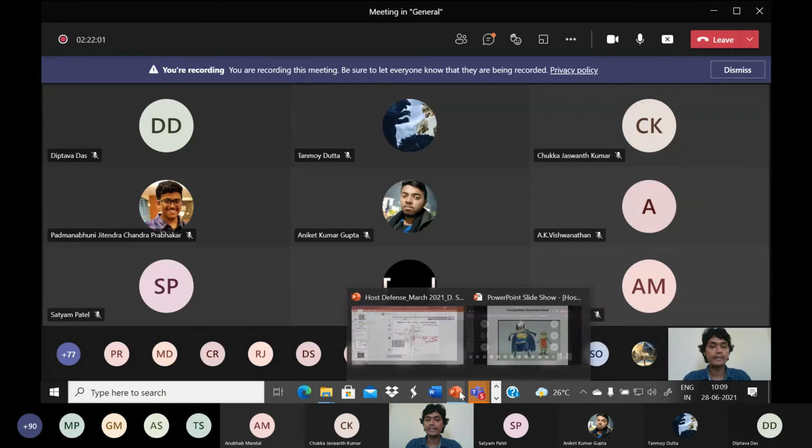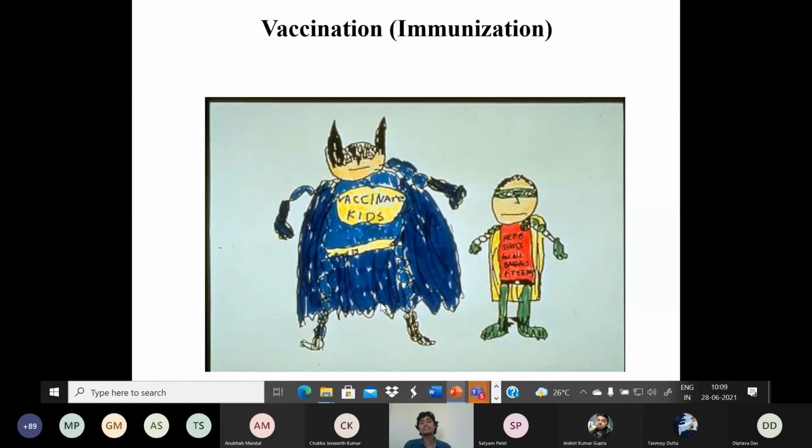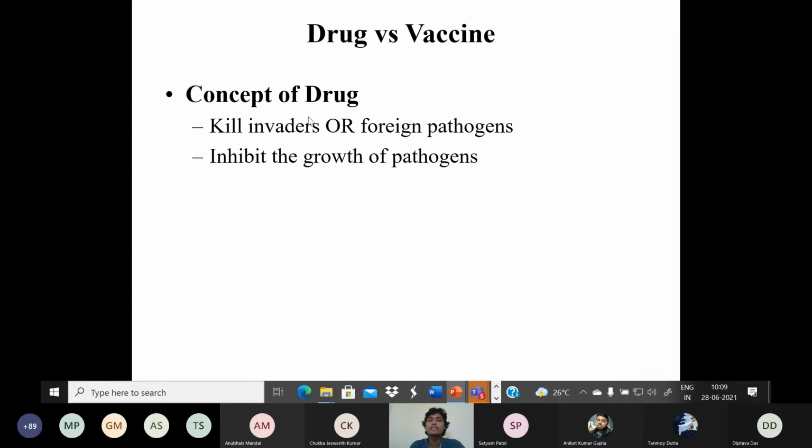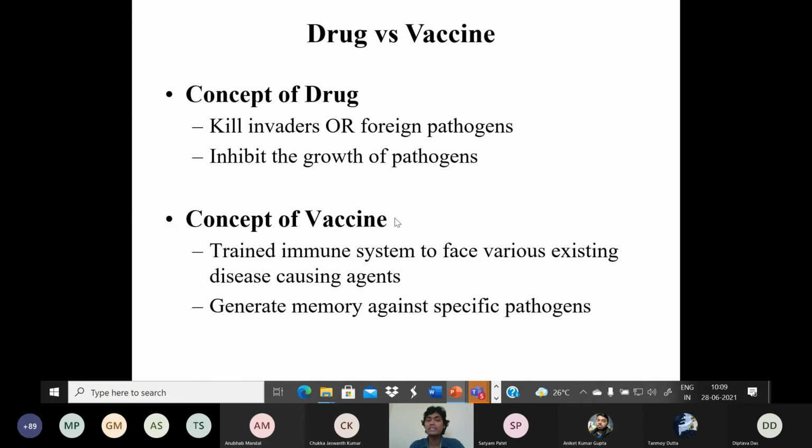So here, vaccination. This is just a cartoon. You can see Robin and Batman, a vaccinated kid, and this is unvaccinated, right? So the concept of a drug is to kill invaders or foreign pathogens. Drugs, for example antibiotics, inhibit the growth of pathogens. And the concept of a vaccine is to train our immune system to face various existing disease-causing agents and generate memory against the specific pathogen. So the next time, if someone gets the same pathogen, the immune system can identify it and clear the infection without the disease. Okay, this is the difference between drug and vaccine.